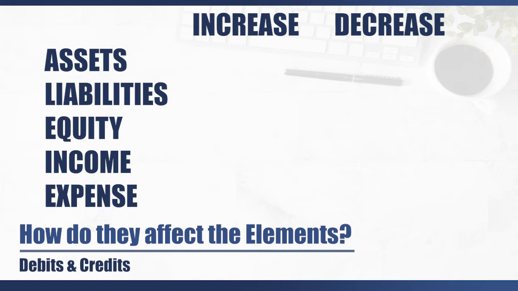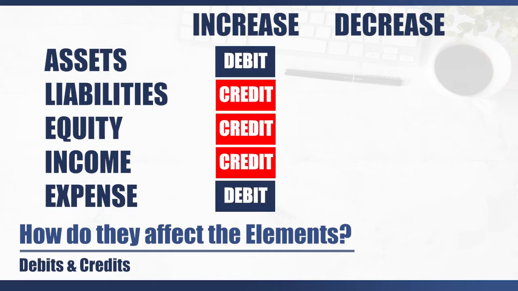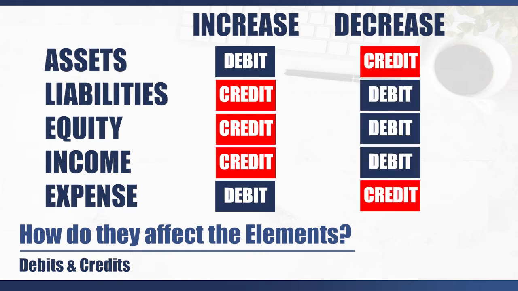Only two elements are increased by a debit, assets and expenses, and the rest are increased by a credit: the liability, equity, and income. The opposite is true for each element. If they are increased by a debit, they are decreased through a credit. And if they increase through a credit, they decrease through a debit. This understanding is important because it helps you create more effective journal entries even for the most complicated transactions.